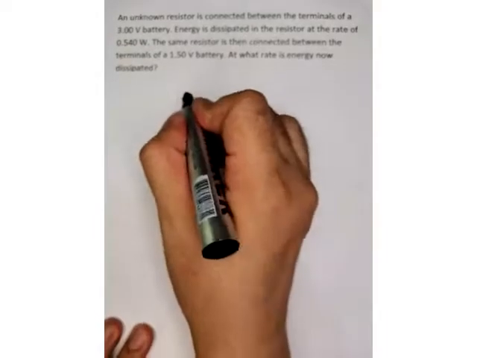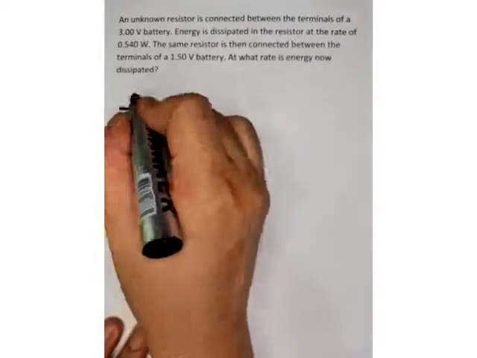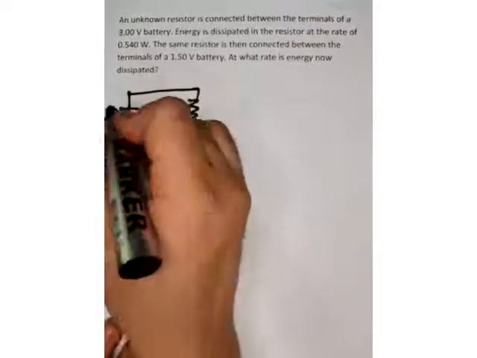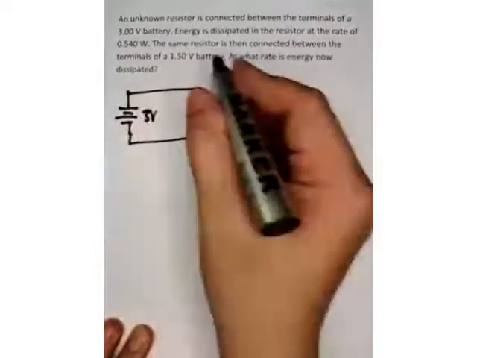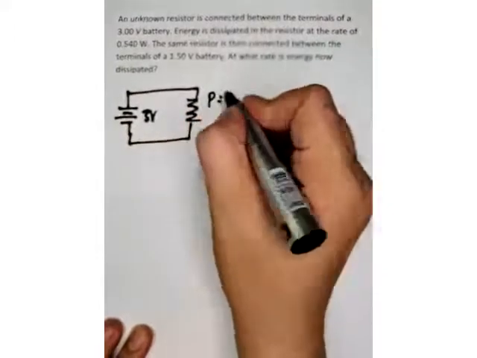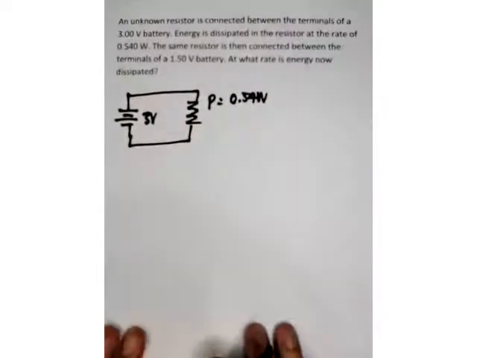Okay, so let's have the first condition. So we're given a resistor, and then it is connected to a battery. So this is the first condition of 3 volts. And then the energy, yung energy dissipated, so that's a power. So the power is equal to 0.54 watts. Ayan. So what information can we get here?